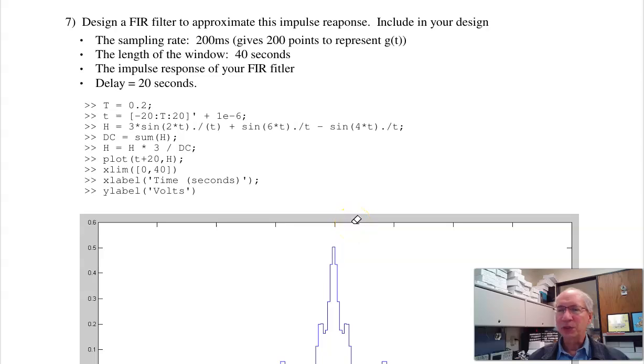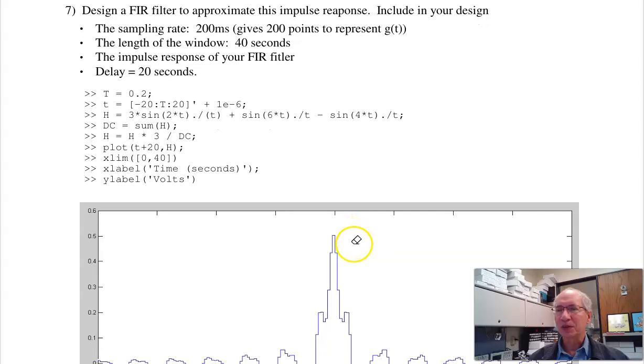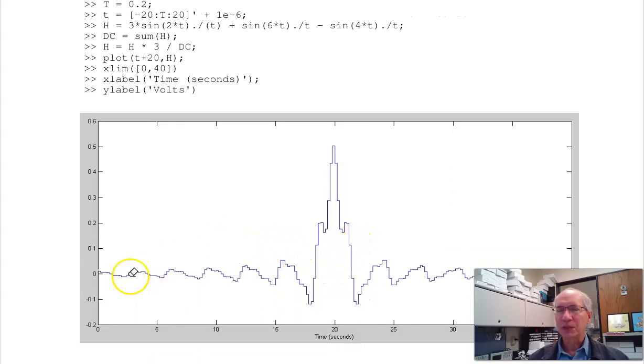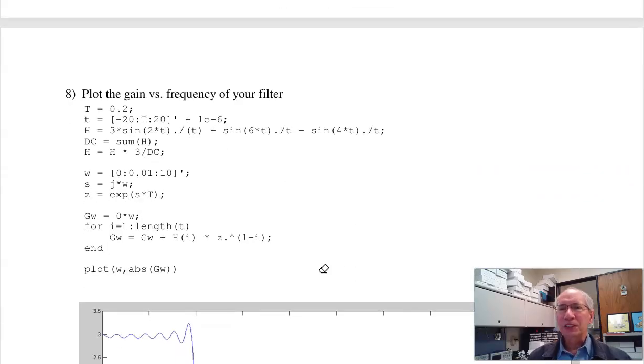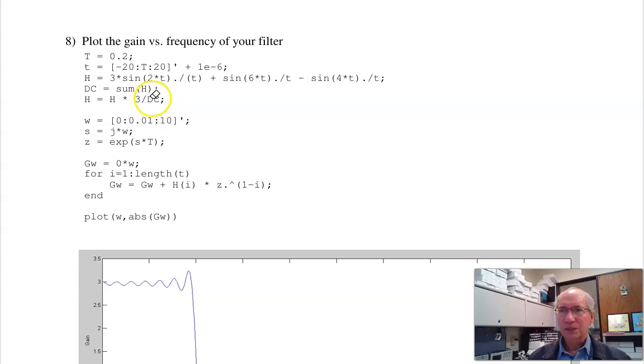2 is too few, 2 million is too many. Pick a number between 2 and 2 million. I chose 200. If I do that, there's the impulse response I'm implementing. A little bit different, but close. To see what the actual frequency response is, I will add up all the frequencies. So here's my impulse response.